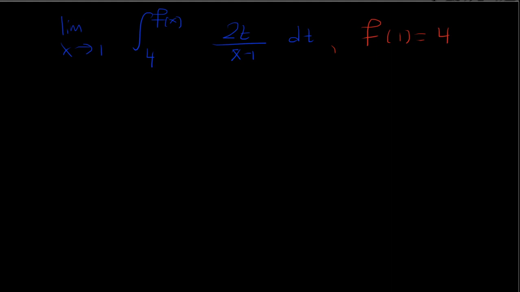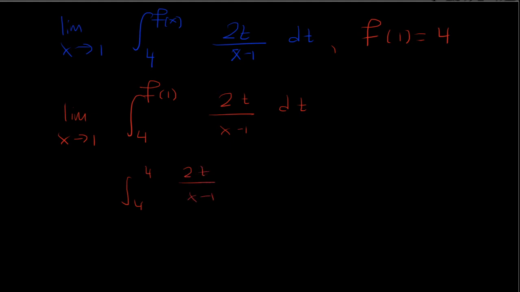So they can say, okay, limit as x approaches 1, for f of 1, that'd be 2t over x minus 1 dt, and this will just be from 4 to 4 of 2t over x minus 1 dt. So because these limits are the same, the integral will just be 0. But that is not correct. So we're going to try something else. So let's not do this.